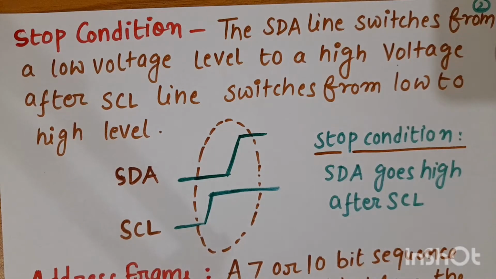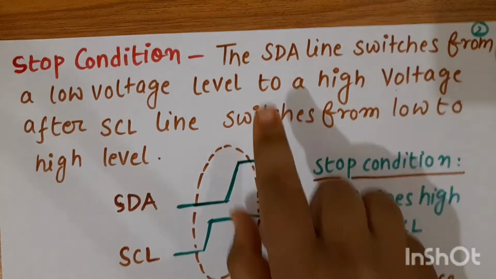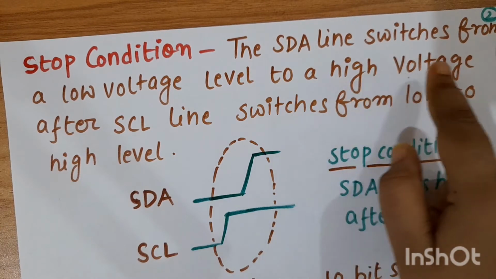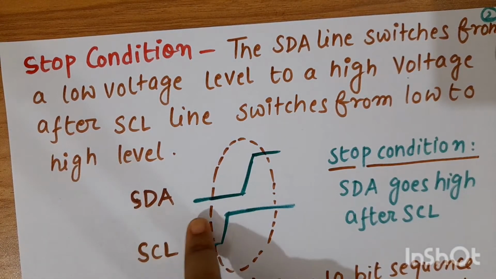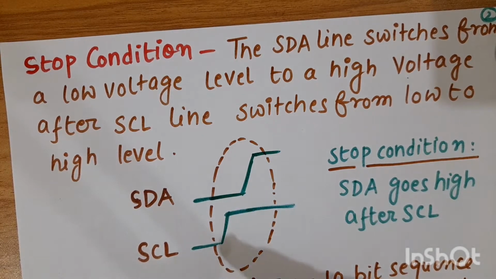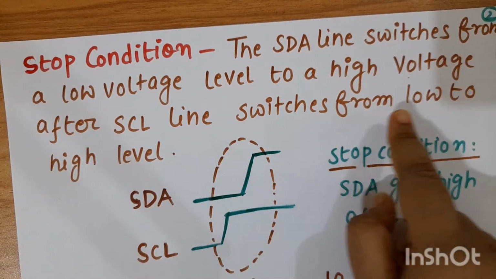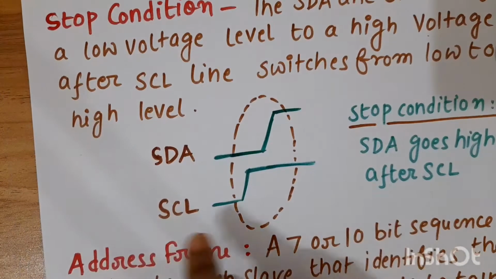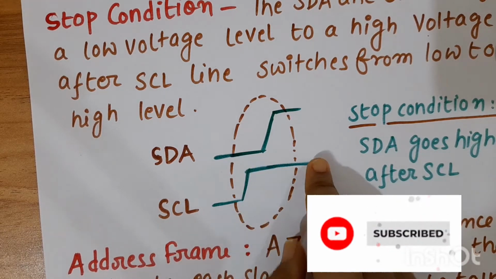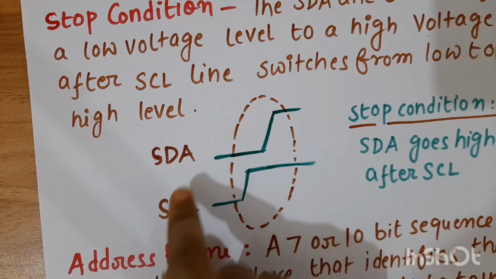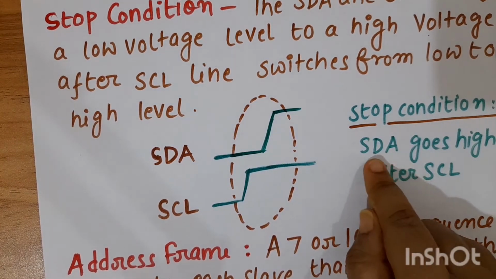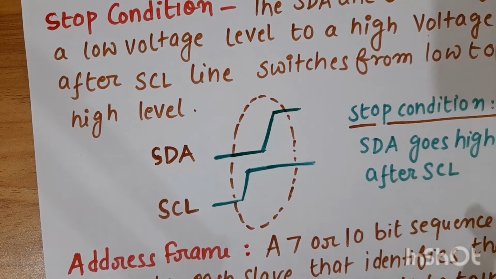Now we will discuss the stop condition. The SDA line switches from a low level to a high level, making the transition from 0 to 1, after the SCL line switches from low to high level. Here is the SCL line. First the SCL line makes the transition from 0 to 1. After some time the SDA line makes the transition from 0 to 1. This is the stop condition. SDA goes high after SCL.